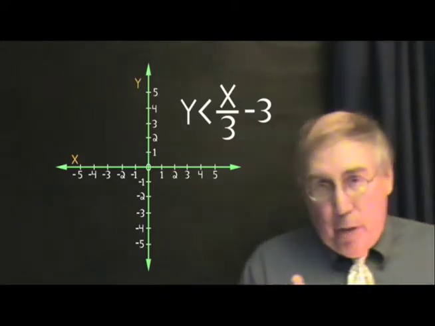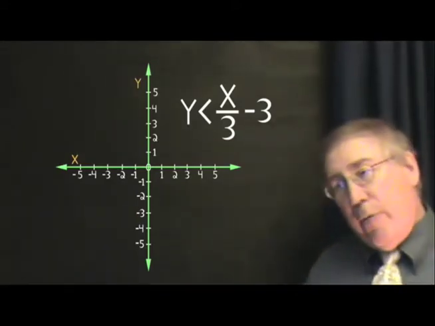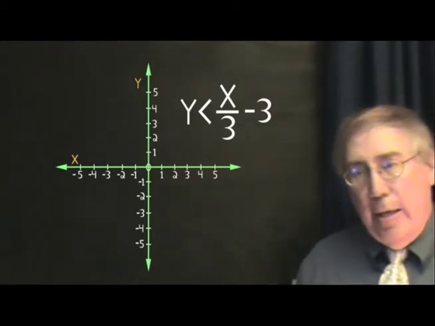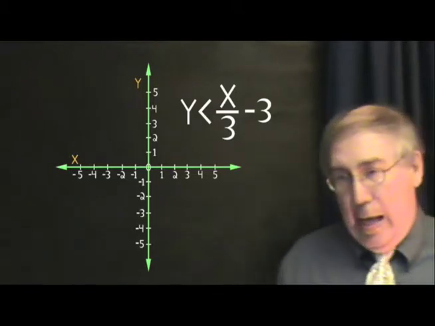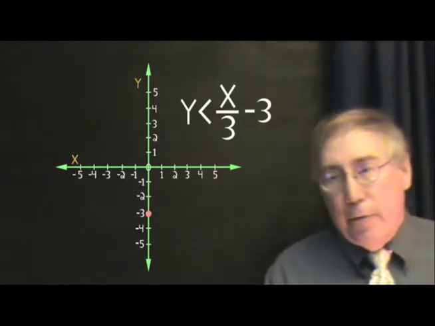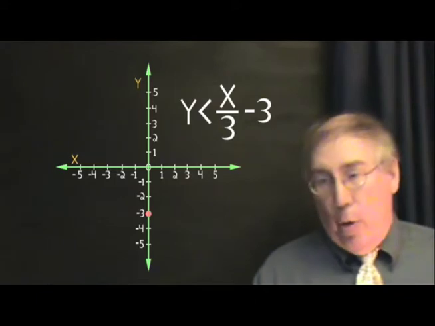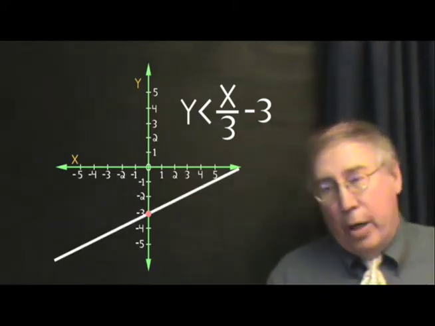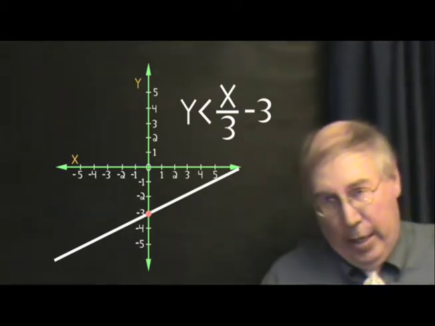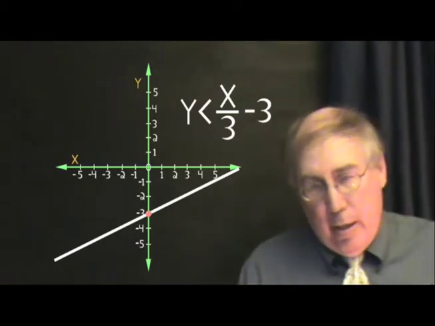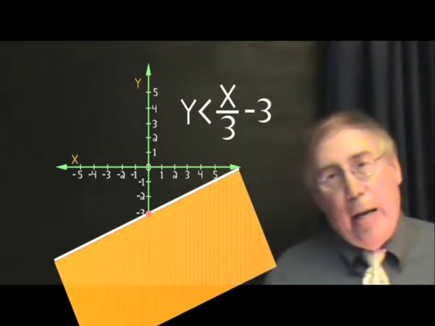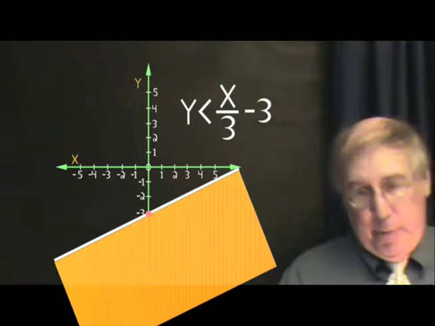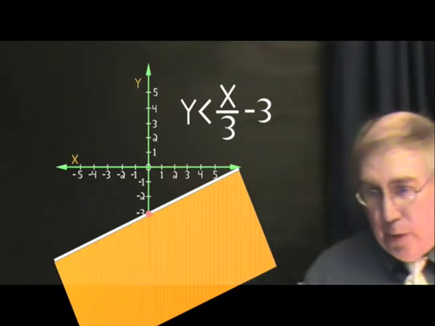So the first thing we need to do here is graph the line y equals x over 3 minus 3 on our axis here. So it goes through -3 and it has a slope of 1/3. So let's draw that line in. Now we want everything, all the points that are below but not including the line y equals x over 3 minus 3, represented by the orange again, or yellow.